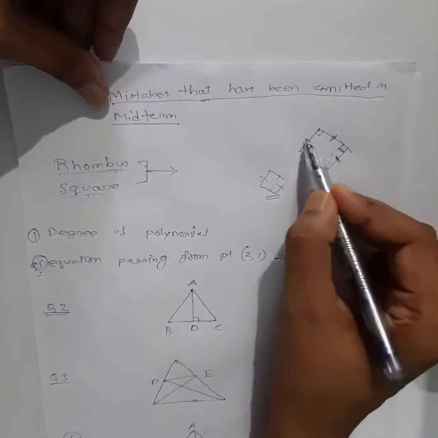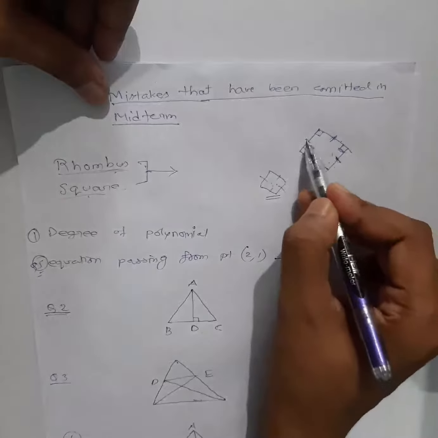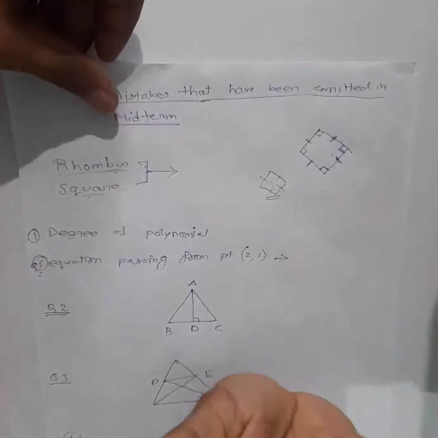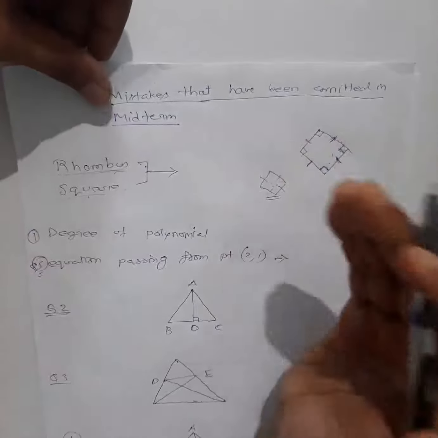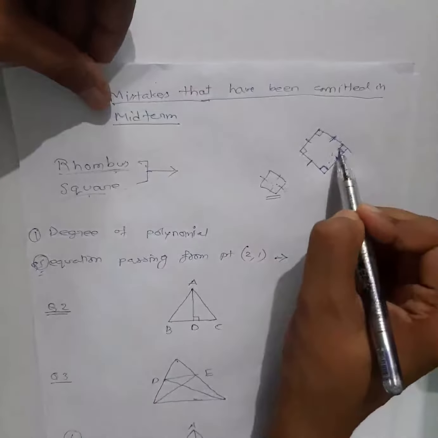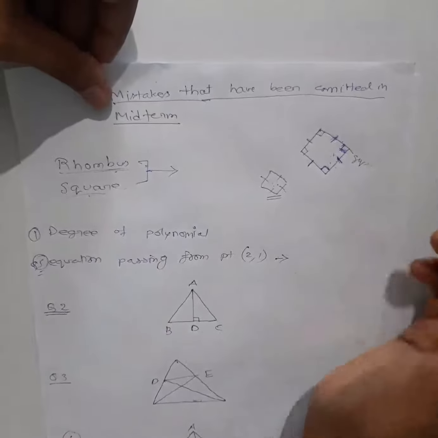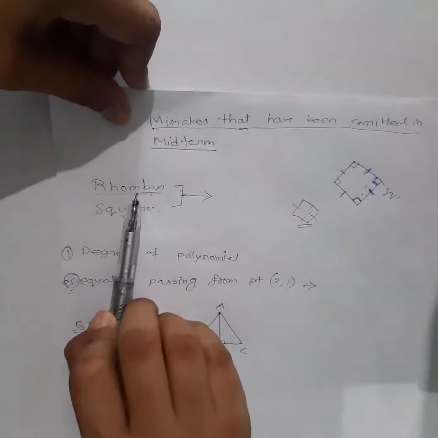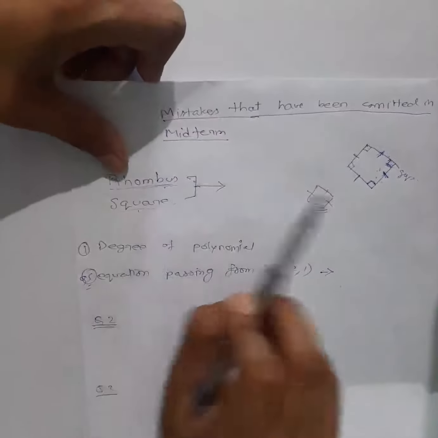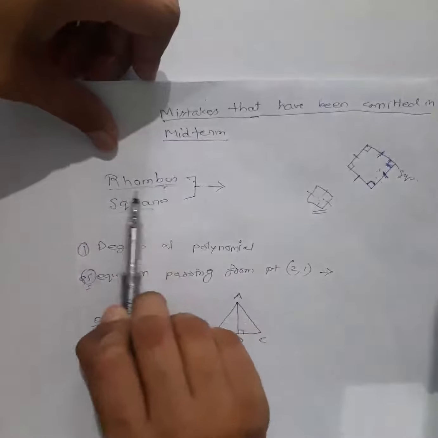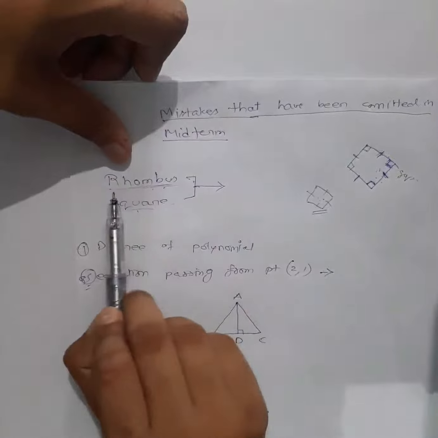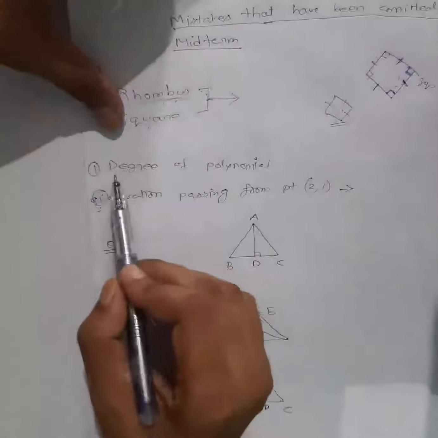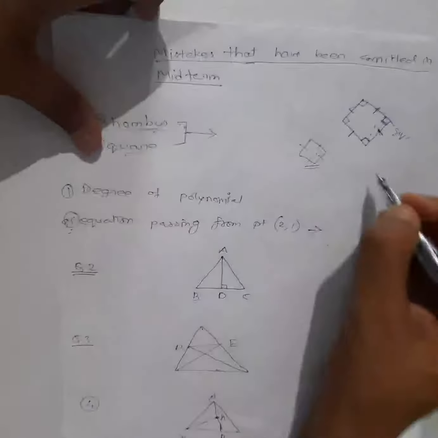Because in a square all sides are the same, right? The moment you see that all sides are equal, it will be called a rhombus. But if all angles are also 90 degrees, then it has been given a special name. What is that? Square. In the question only the sides were mentioned, not the angles. It said that all sides of a quadrilateral are equal, what is it called? So it was rhombus.